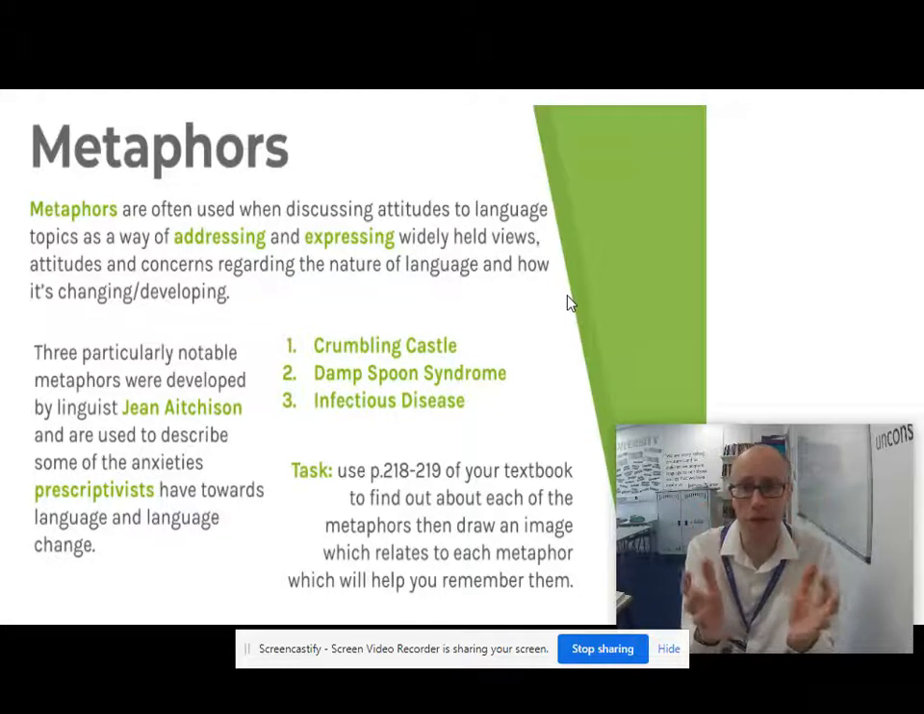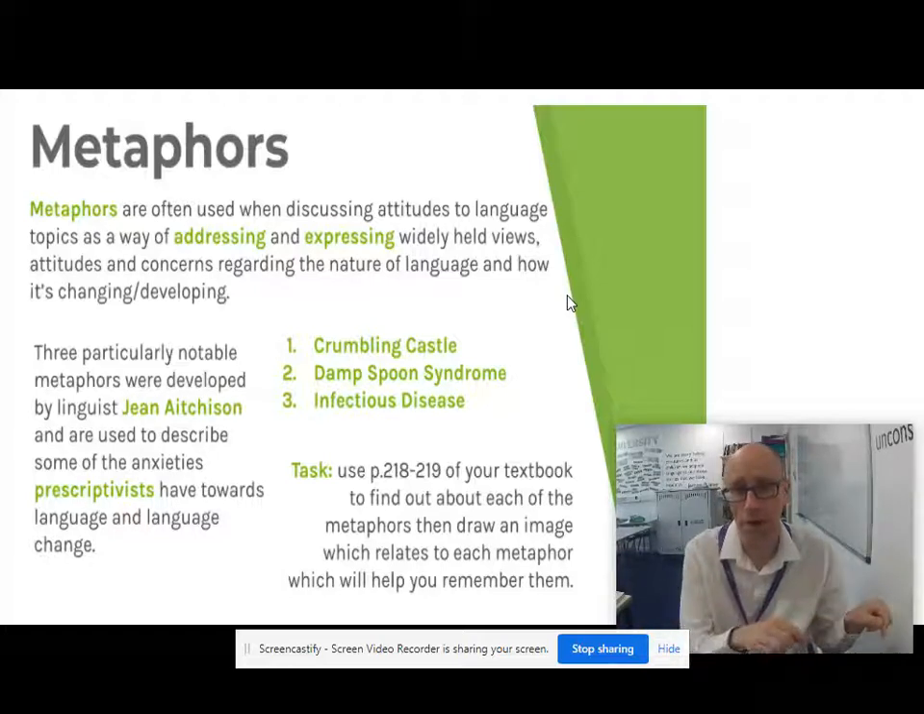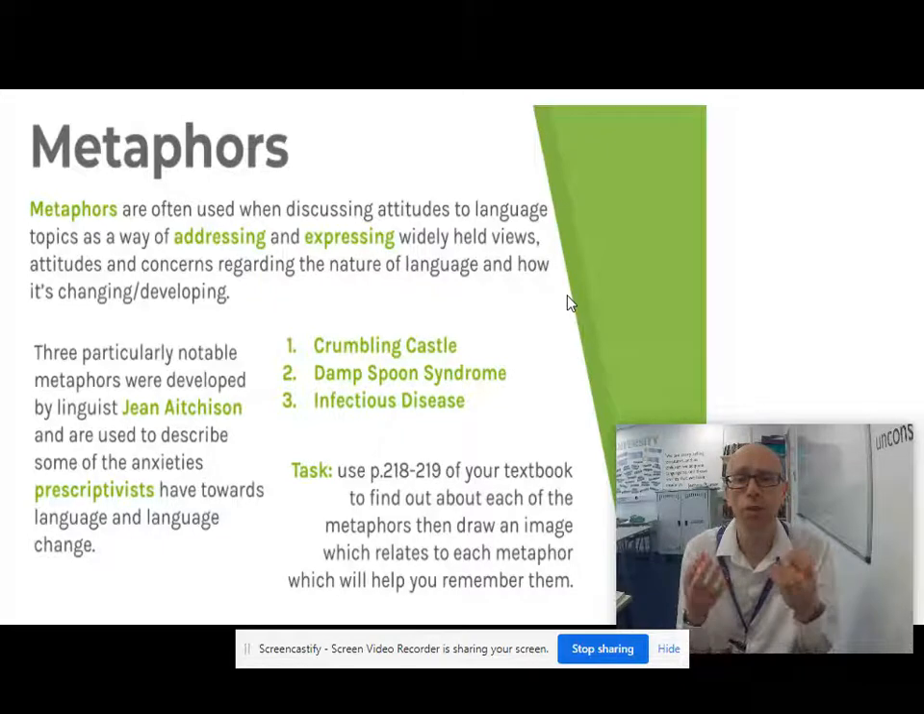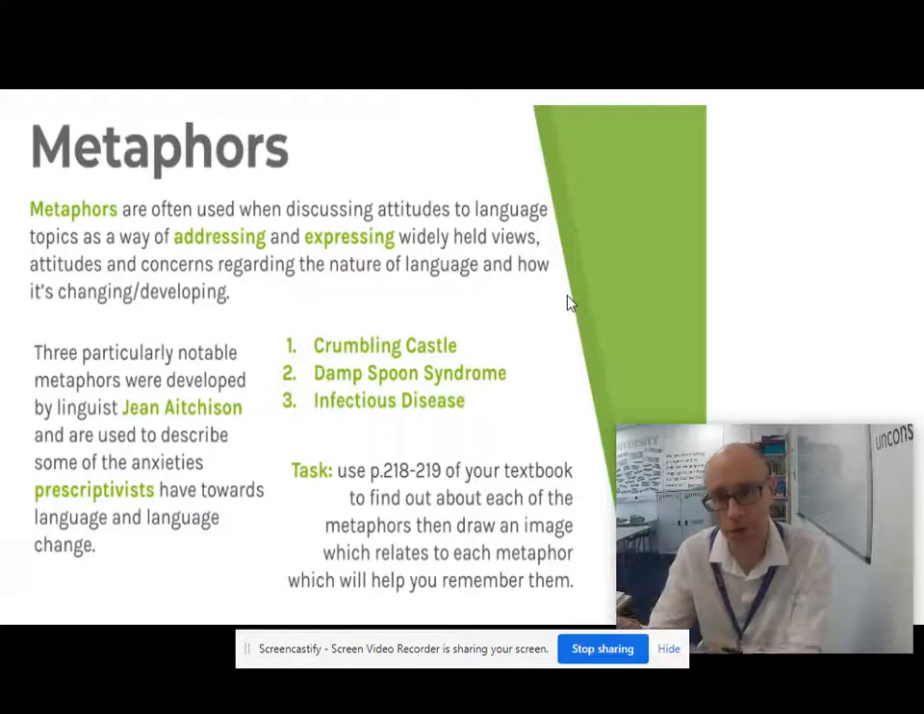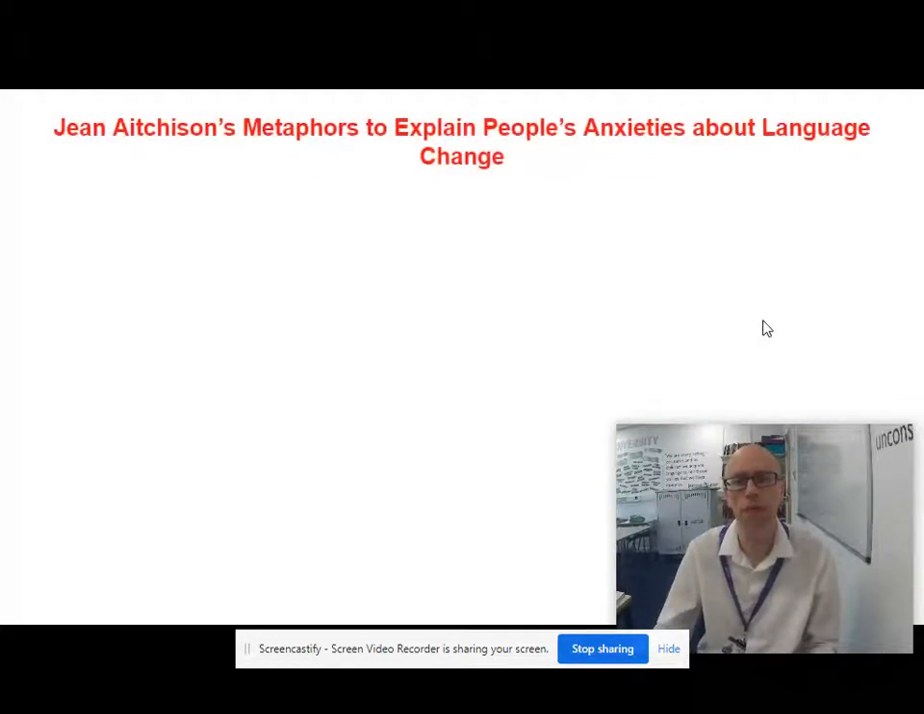Now, I want to stress here that Jean Aitchison herself is not a prescriptivist, because every year when people write about this, they fall into that trap of thinking that Aitchison is a prescriptivist. All she's doing is trying to describe some of the anxieties that others, like prescriptivists, have. Okay, crumbling castle, damp spoon syndrome, infectious disease. This is what she means.